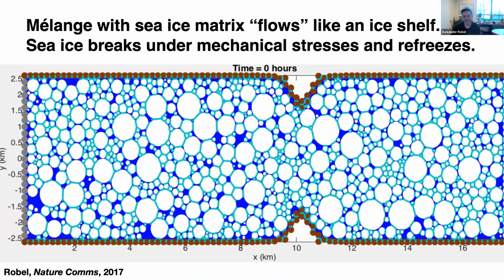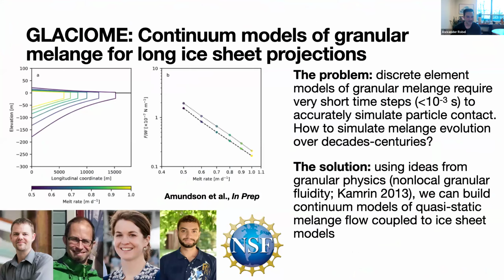The problem with these models also is that they're very computationally expensive and cannot be run on long timescales. And so new work funded by NSF with a fun cast of collaborators is using ideas from granular physics, particularly non-local granular fluidity rheologies, to develop continuum models for this granular iceberg flow. Those are meant to be incorporated into ice sheet models in the future.